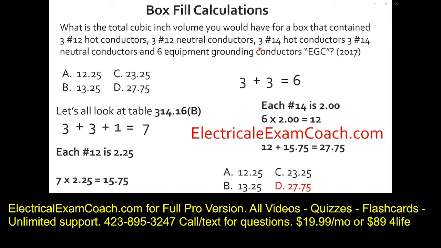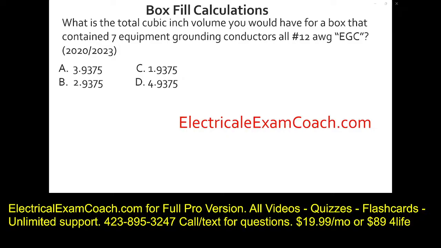Now let's move on to the 2020 and the 2023. What is the total cubic inch volume you would have for a box that contained 7 equipment grounding conductors, all of the 12 gauge persuasion in the 2020 and the 2023? I left out all other conductors because you're going to use the same rules. After you do this calculation, you group it with whatever the largest conductor is in the box, like you learned previously.